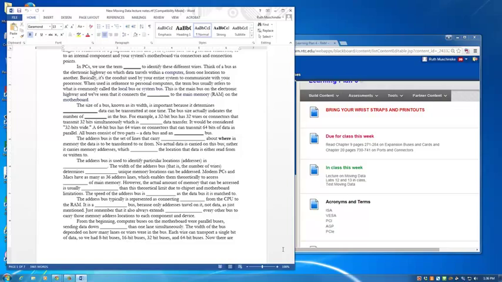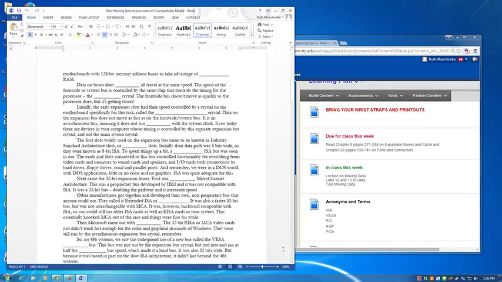From the beginning, computer buses on the motherboard were parallel buses, sending data down more than one lane simultaneously. The width of the bus depended on how many lanes or wires were in the bus. Each wire can transport a single bit of data, and we had 8-bit buses, 16-bit, 32-bit, and 64-bit buses. Now there are motherboards with 128-bit memory address buses to take advantage of dual-channel RAM.